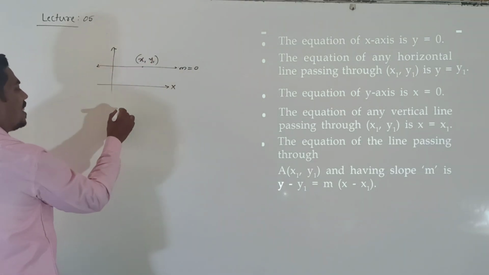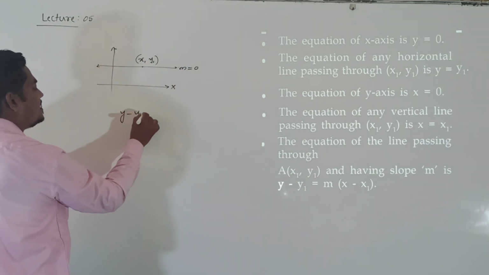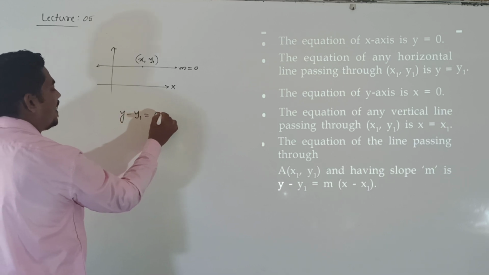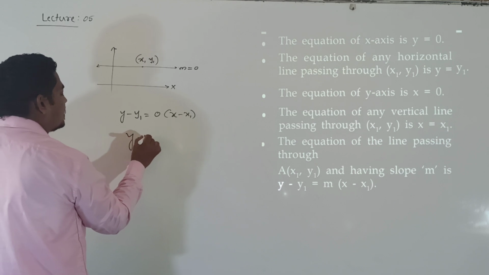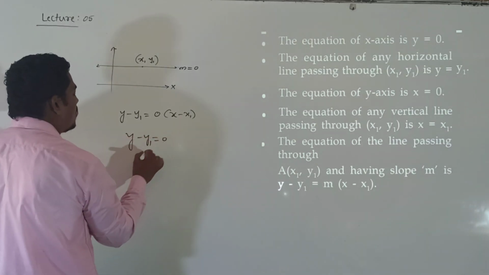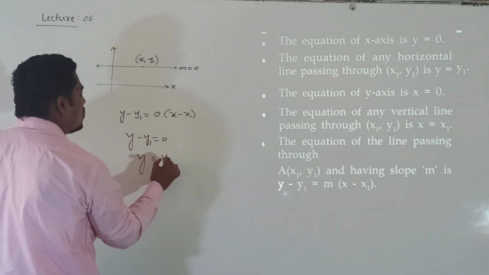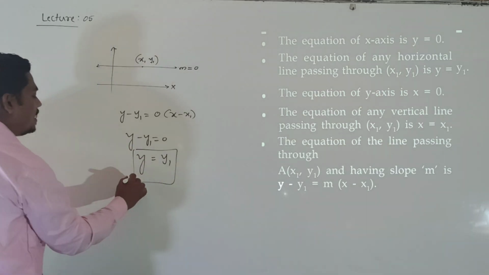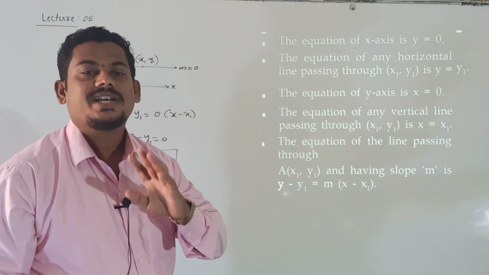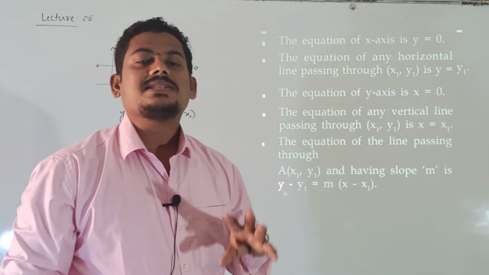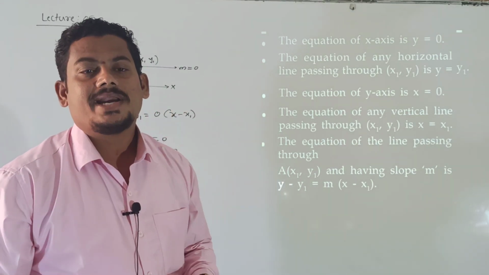Now use the slope-point formula. y minus y1 is equal to m into, what is the m value? 0 into x minus x1. So y minus y1 is equal to 0, or y is equal to y1. This is the equation of a horizontal line passing through the point (x1, y1), meaning y is equal to the y coordinate of the point.